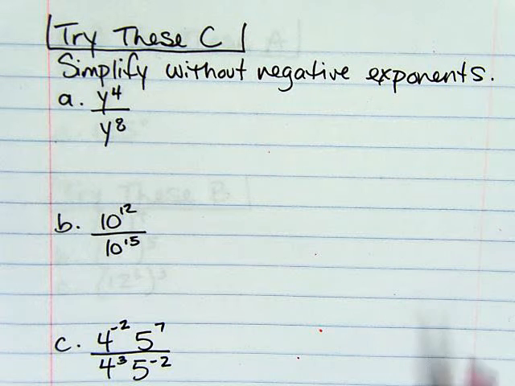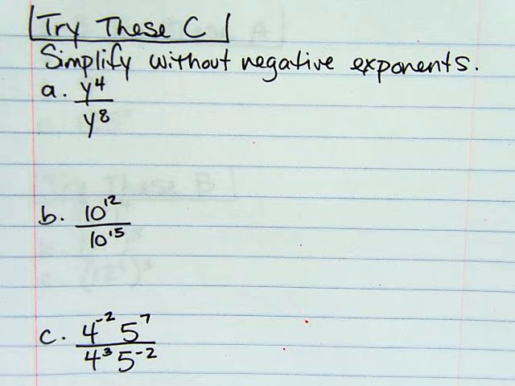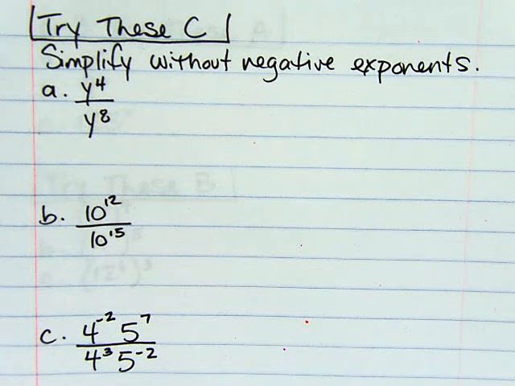Okay, so I guess there was one more from 6-2. It was the Try These C that I did not do in class. We did the Check Your Understanding problems instead. So I apologize that I cut that last video off. So, simplify without negative exponents.